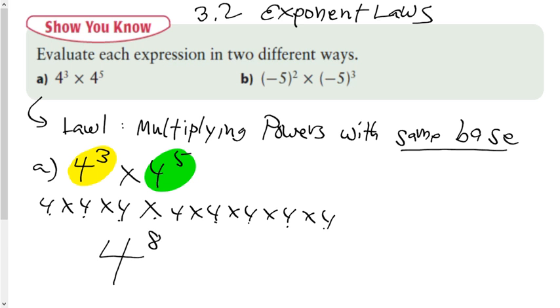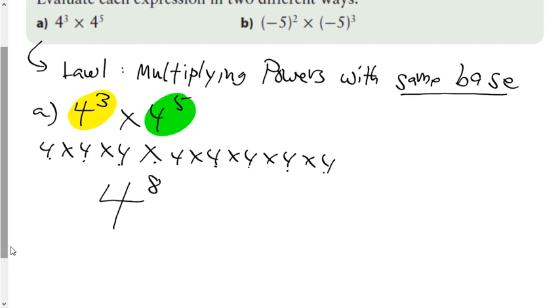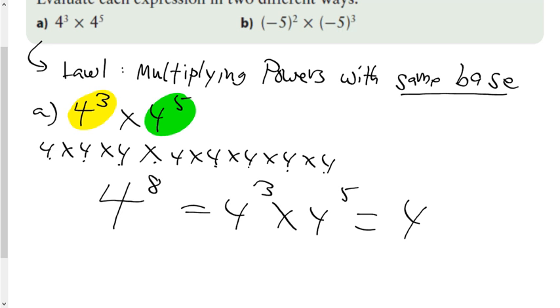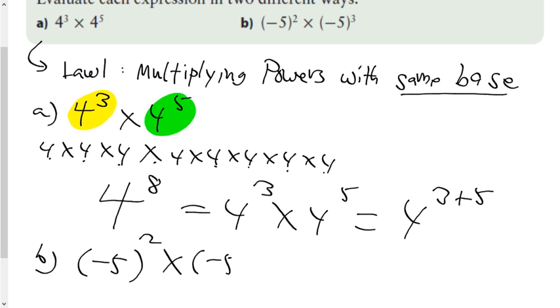Correct. So Brian says it appears that you can keep the base and add the powers. Or another way to say that is if you have 4 cubed times 4 to the 5, you can keep your base and add your exponents to get the simplified answer of 4 to the exponent of 8. It seemed to work on this one, didn't it? Let's check it out with the second one, B. This time our base is negative 5 as defined by the brackets. And we have negative 5 squared.